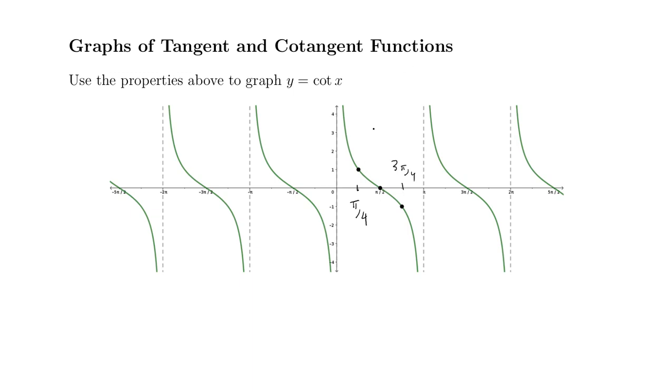Notice that we still have some cool symmetry going on, all that kind of stuff. Our x-intercepts are still right where we think they're supposed to be. Our vertical asymptotes are right where we think they're supposed to be. Everything works out really nicely there.